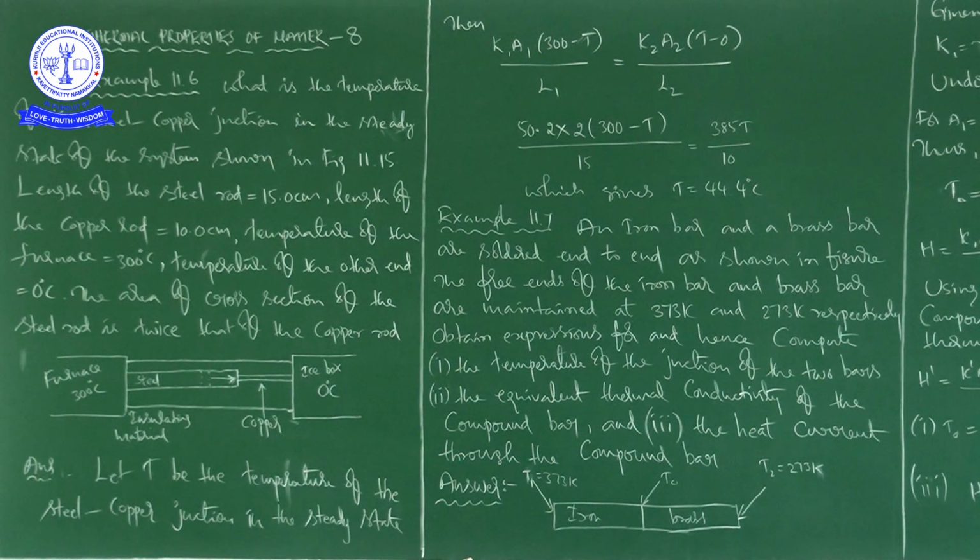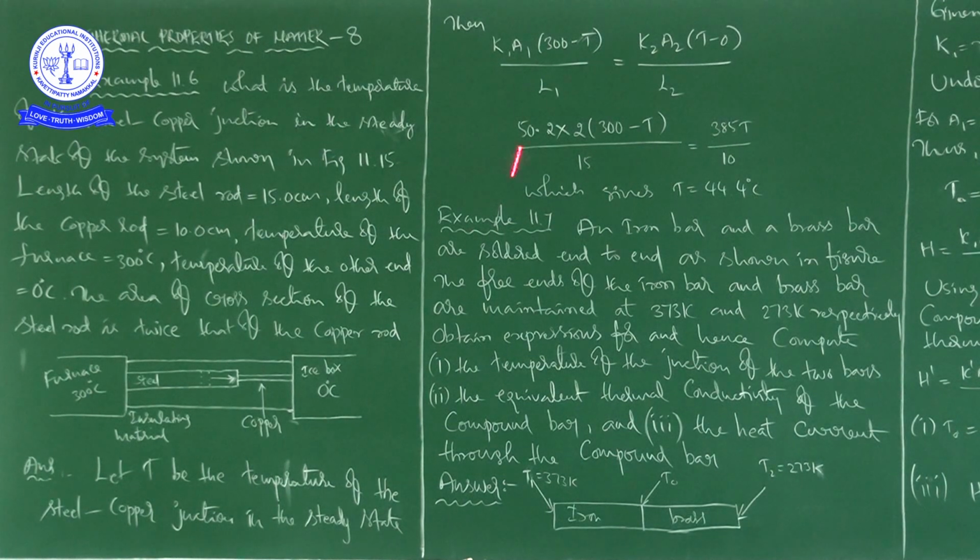Okay, right. Now, let T be the temperature of the steel copper junction in the steady state. We have to find T, no? That only he is asking, no? What is the temperature of the steel copper junction? So that temperature we are taking as an English letter to represent temperature, capital T. So let capital T be the temperature of the steel copper junction in the steady state.